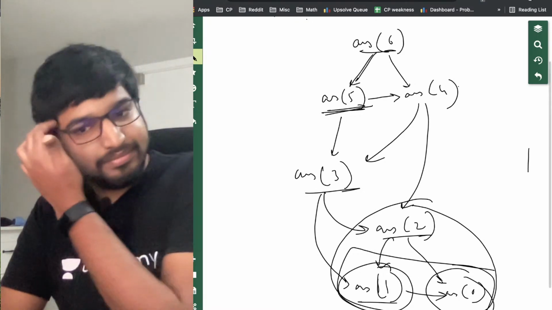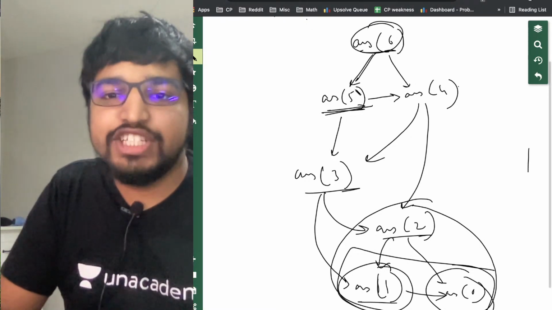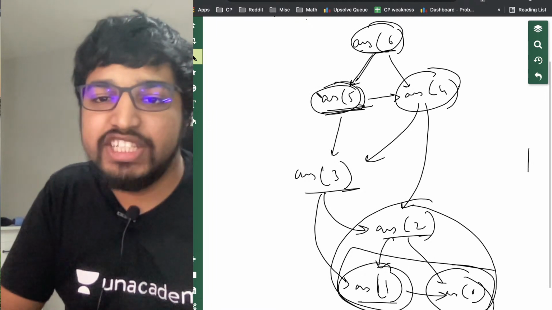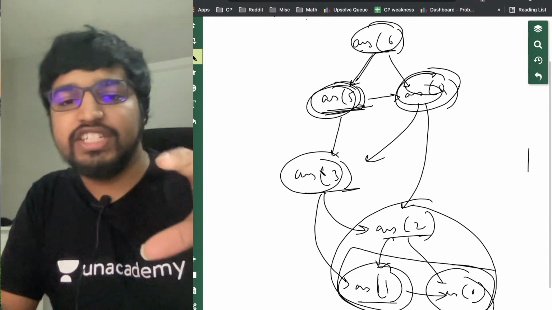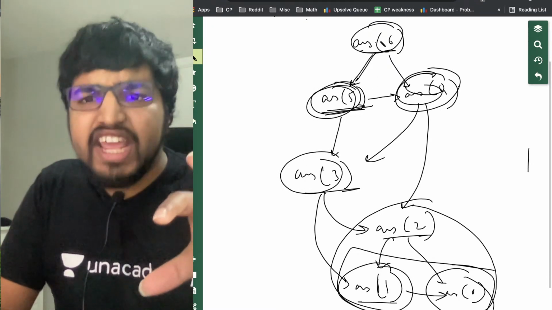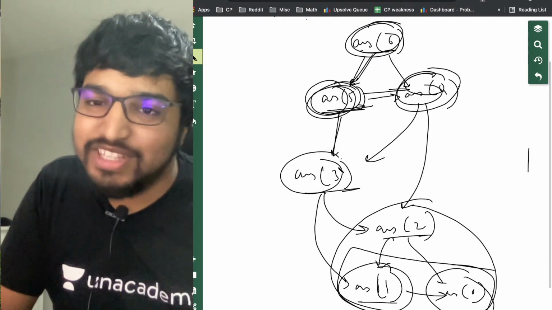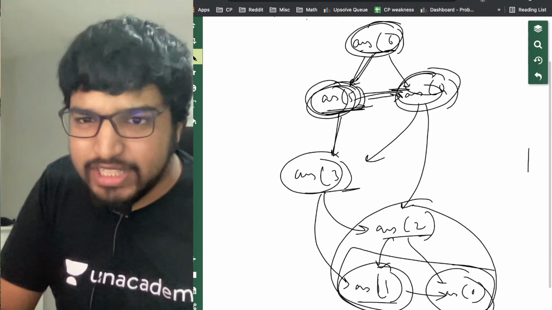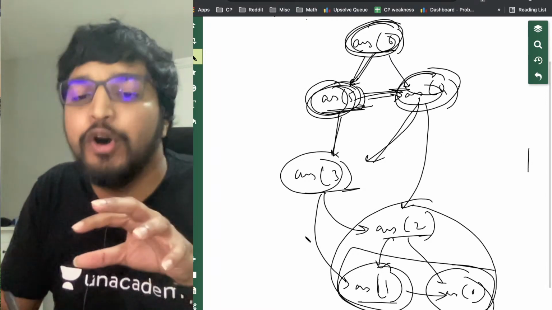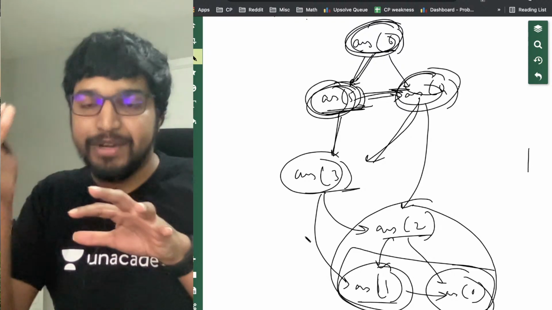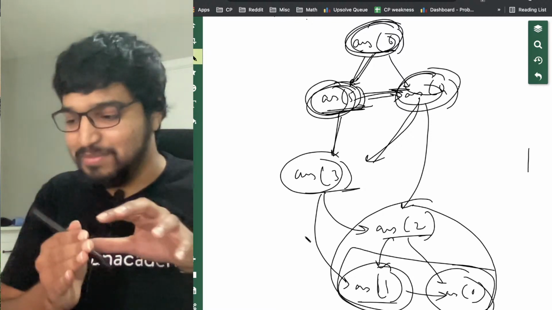And if you look at it closely, once you ask for answer of 6, you call answer of 5 and answer of 4. For answer of 5, you need answer of 4 and answer of 3, and so on. Once answer of 5 computes answer of 4, when answer of 6 calls for answer of 4 again, it doesn't recompute the whole thing. It returns the already computed answer, which is stored in DP, because DP is not -1 anymore.